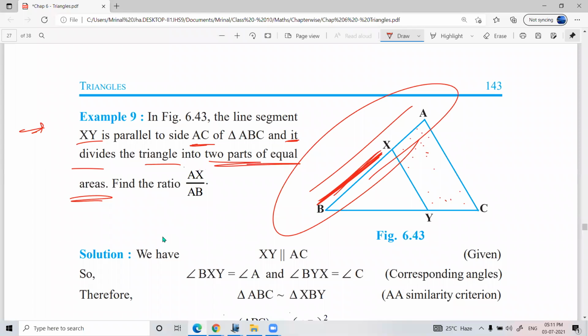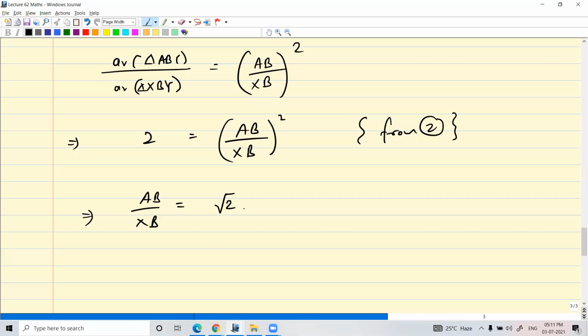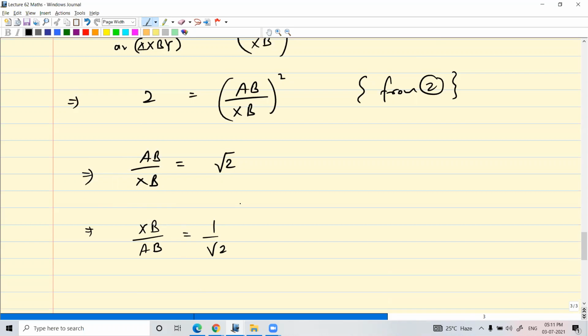Okay, but that is not what we are interested in. What are we interested in? AX by AB. So how am I going to get AX? I have only BX, but how to get this AX? We have done so many problems like this while working on BPT, right? All we have to do, we need AB in the denominator. So let's do that. Move this into the denominator. How can we do that? Let's write the reciprocal. XB by AB is equal to 1 by root 2.